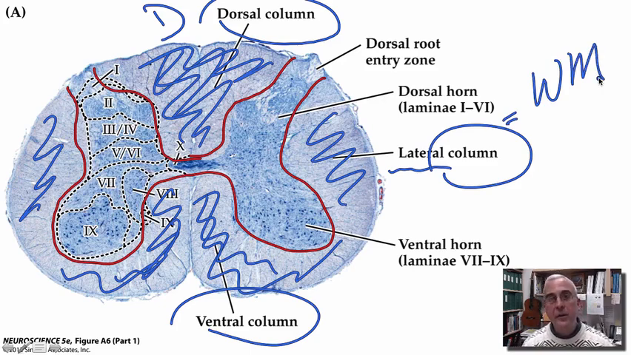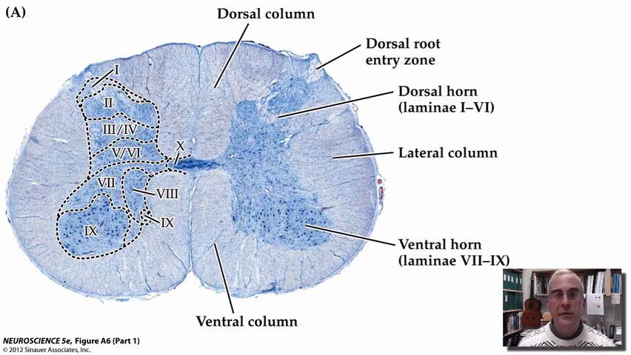Now, occasionally we apply the word column to talk about the organization of cell bodies, but I'll try to be very clear when that's the case. Otherwise, when you see the word column in your readings or in our discussions, think about white matter.